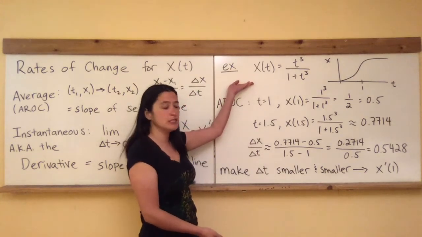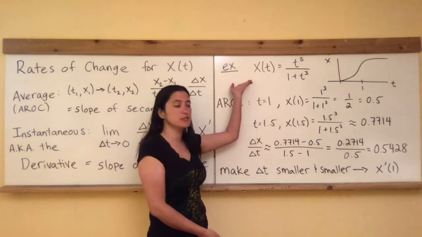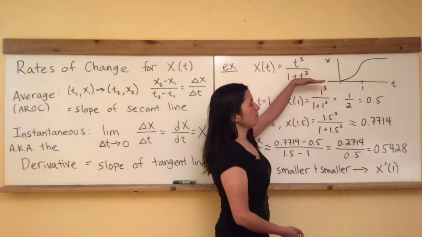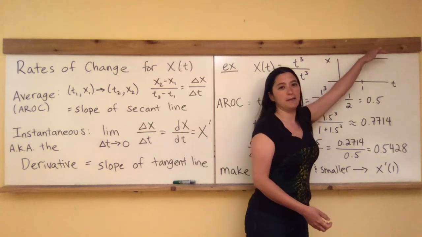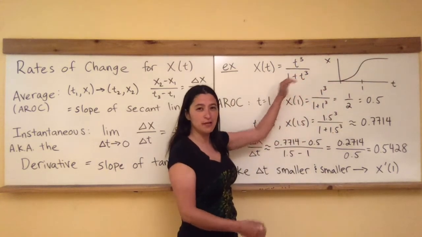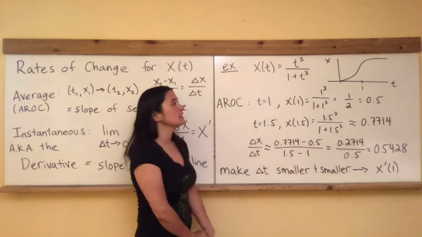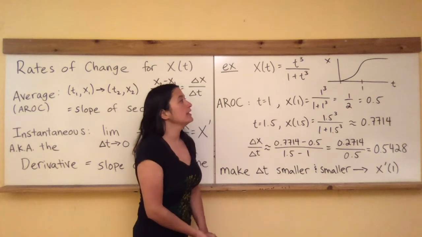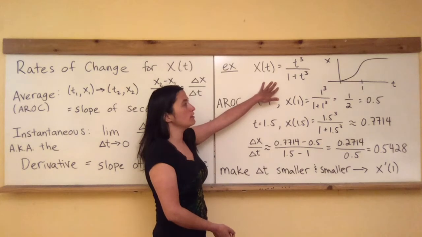Here I've chosen an example which represents a sigmoidal type of response. Anytime you have a curve that kind of bottoms out here and then curves up and then bottoms out again up here, kind of looks like an S shape, that's called a sigmoid. And those are really common all over the place when we're trying to model biological phenomena. Okay, here for this sigmoid, I've chosen to use a power of cubed.